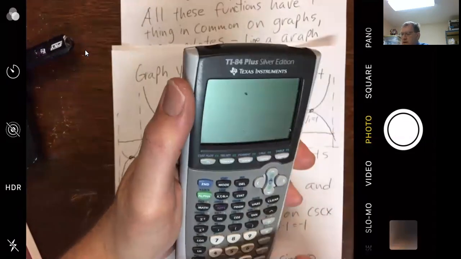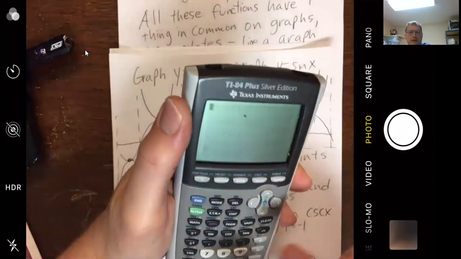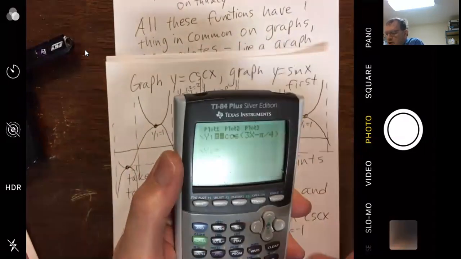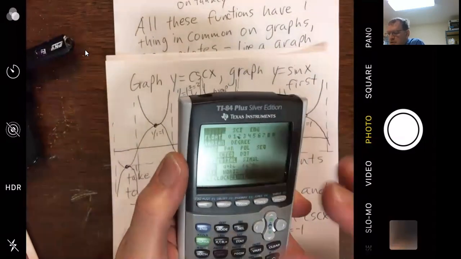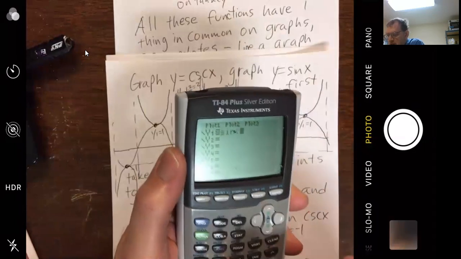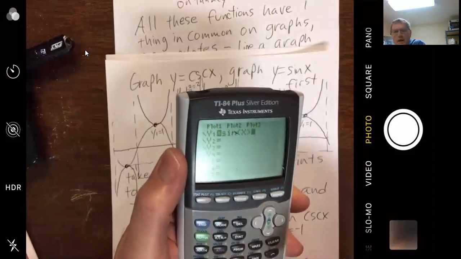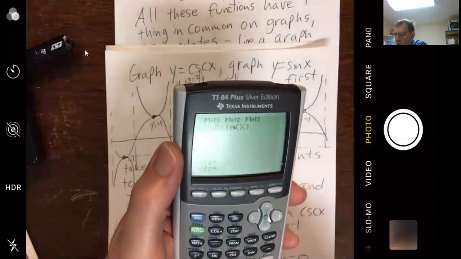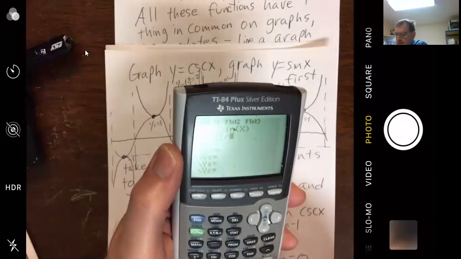First thing you want to do is graph. Clear. Oh, make sure you're in radian mode. I'm in radian mode. Okay. Y equals sine x. Okay. And then you want to enter 1 divided by sine of x.